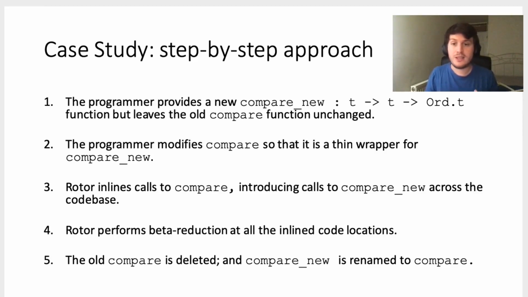Thirdly, Rotor is run, and it inlines calls to compare, which introduces calls to compare new across the entire code base. Rotor can then perform beta reduction in order to clean up the code base. And finally, as an optional step, Rotor can be asked to remove the old compare function, which is now unused in the code base, and replace it by the new one.